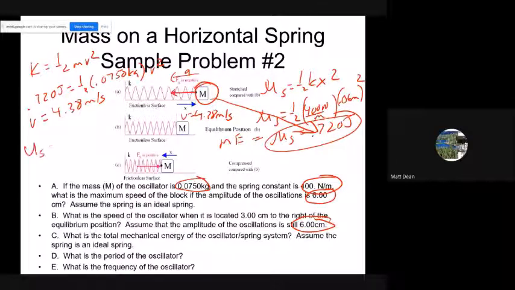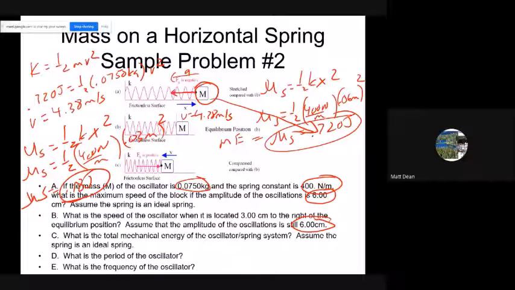So we'll use our elastic potential energy equation, 1/2 kx squared. We'll take 1/2 times k, 400. We need to convert that 3 centimeters to meters, so 0.03 meters squared. Do the math on that, and we end up with an elastic potential energy on that one of 0.18.